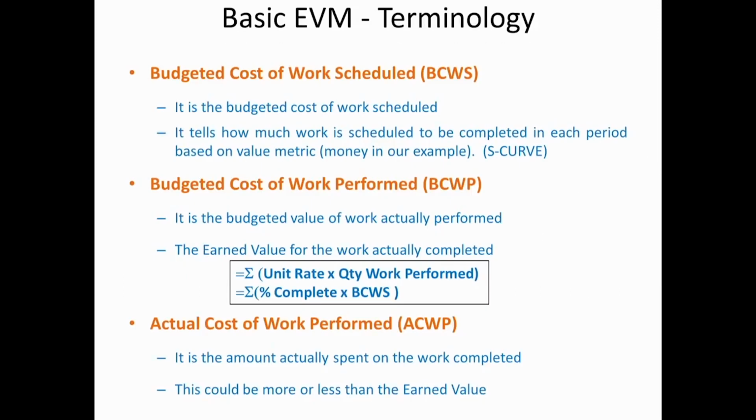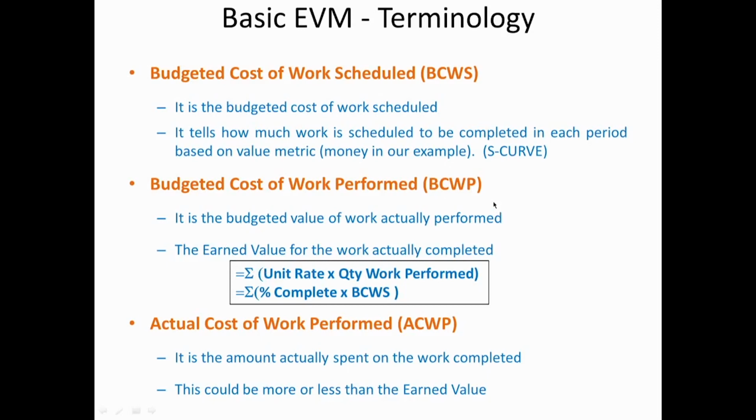So if we just review the terminology, we can look at budgeted cost of work scheduled. We have discussed this. I'm just reviewing it because it is important to have a slightly formal coverage of these from a definition and a formula perspective. Basically, we know it tells the budgeted cost. It is how much work is scheduled to be completed in each period based on a value metric, money in our example. And this is the S curve.